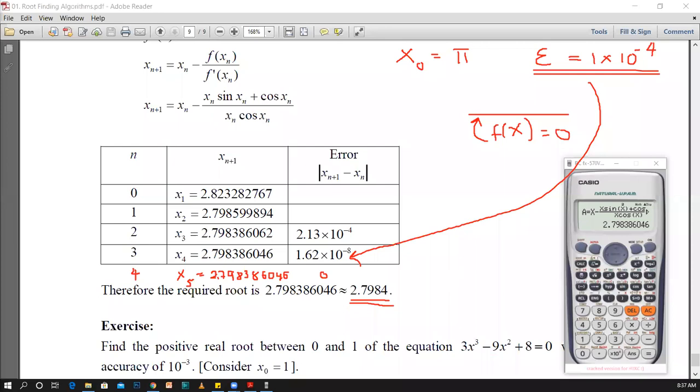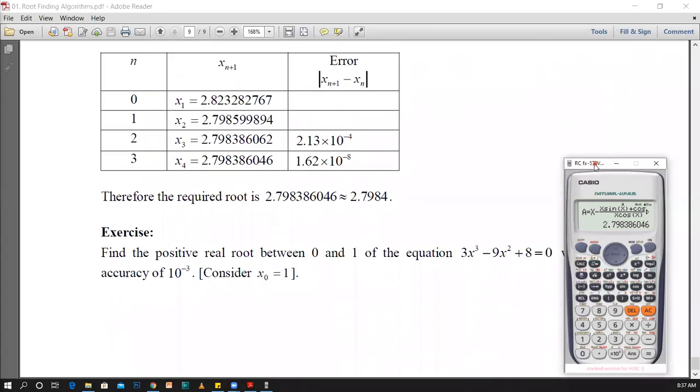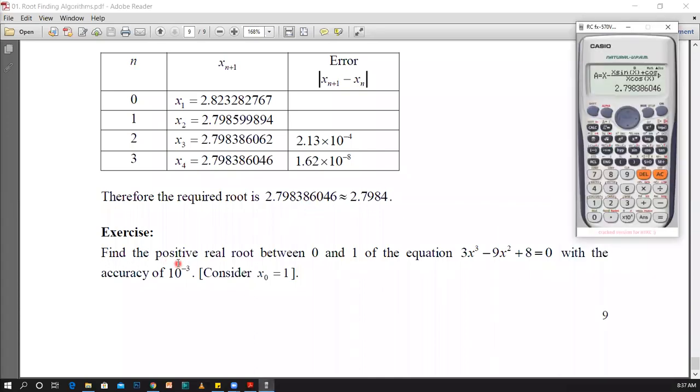And here I have included another exercise. Then you can go through that exercise as practice.